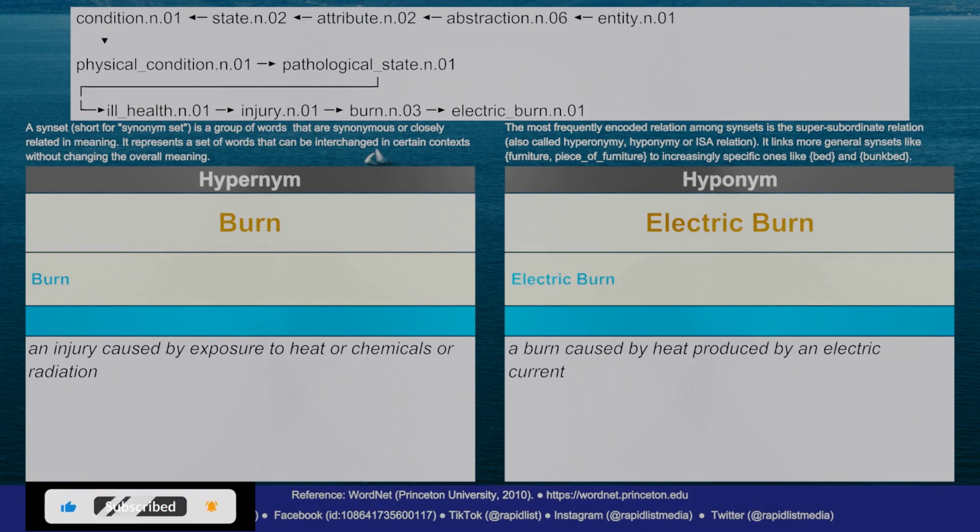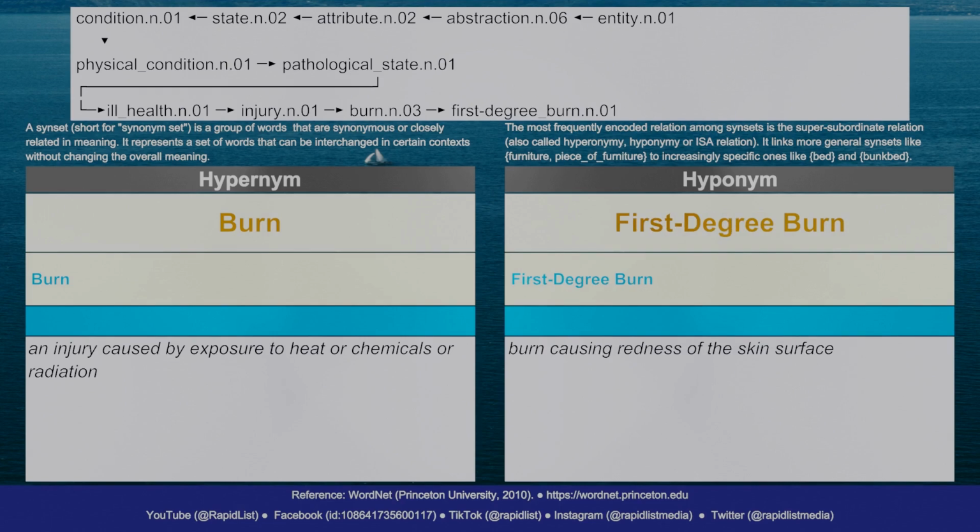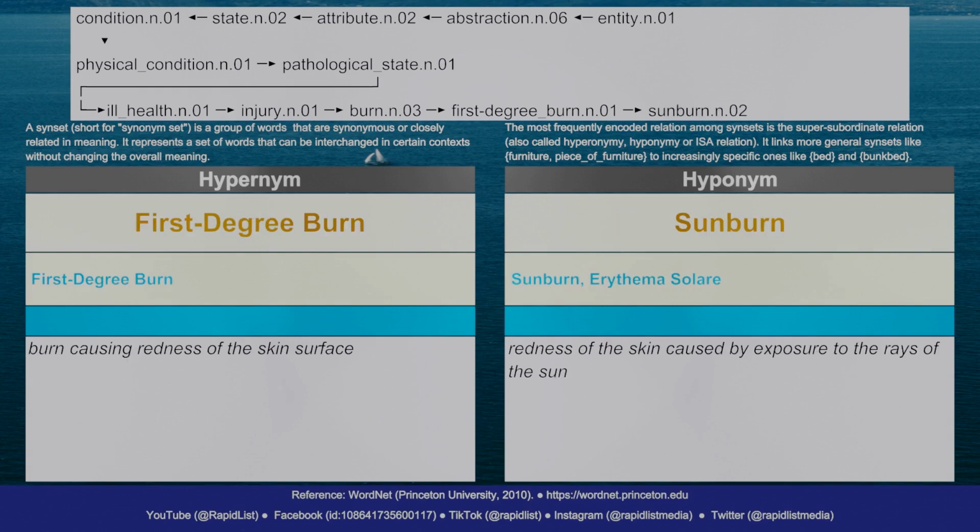Electric burn. A burn caused by heat produced by an electric current. First-degree burn. Burn causing redness of the skin's surface. Sunburn. Redness of the skin caused by exposure to the rays of the sun.